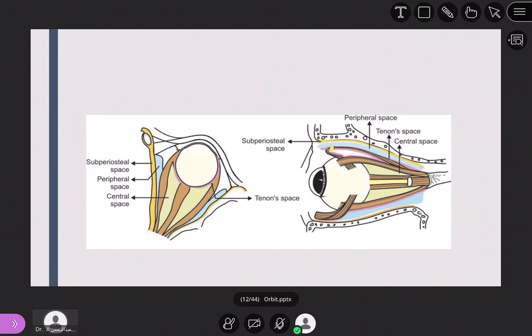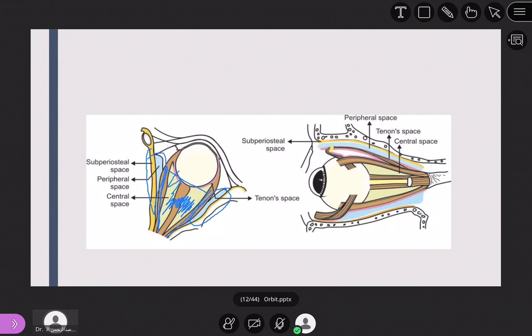So this is the cone. This is the cone, which is the muscles. These are the muscles, the medial rectus and the lateral rectus. The space in between is the cone. This is the conical space. Here, the blue area is extraconical, which is out of the cone.